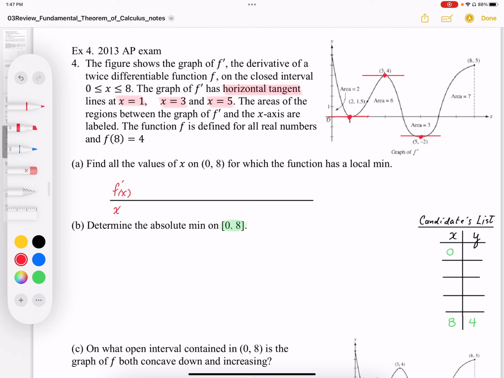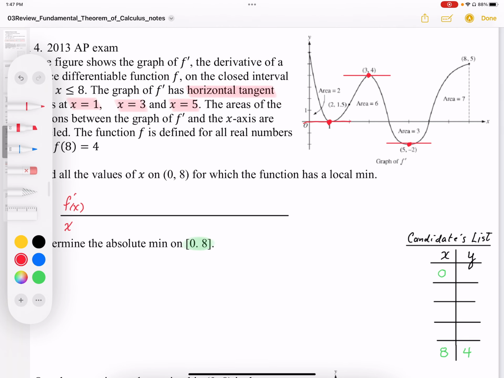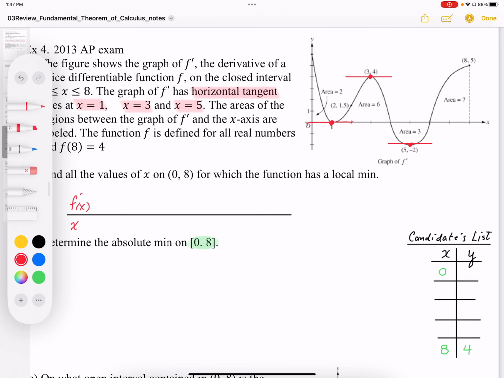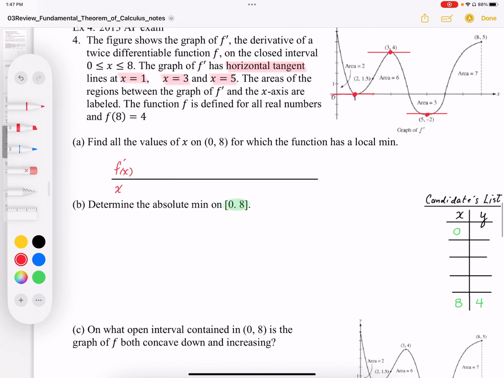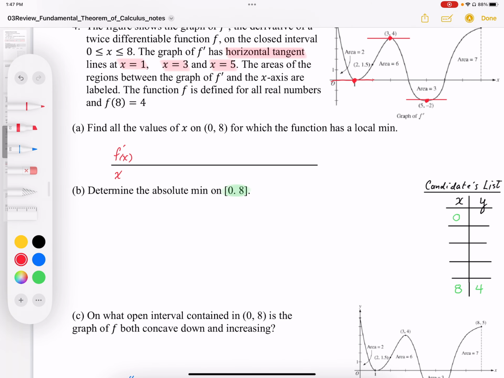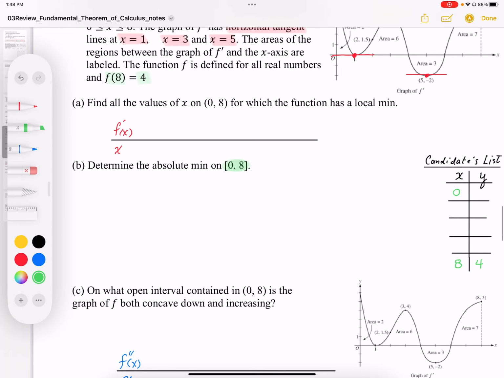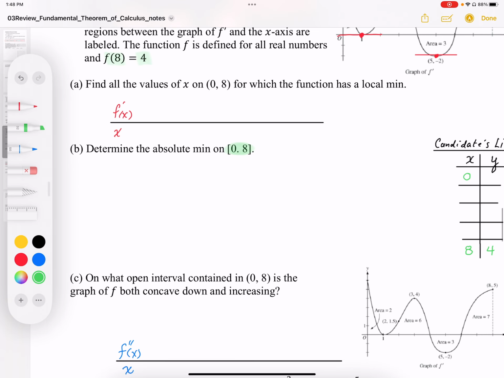The areas of the regions between the graph of f prime and the x-axis are labeled. Those 4 different areas are labeled as 2, 6, 3, and 7. The function is defined for all real numbers, and we have a starting value. Because we're doing an accumulation function, it's important that we make note of the starting value at x equals 8, y equals 4. Part A says find all the values of x on the interval for which the function has a local min.